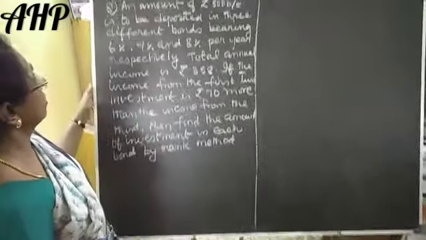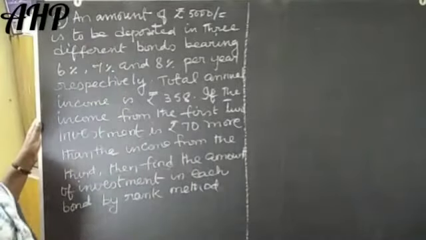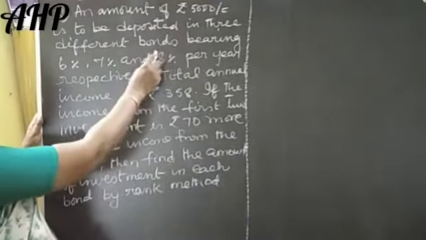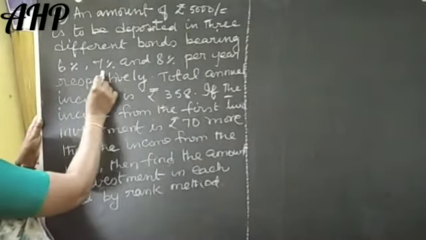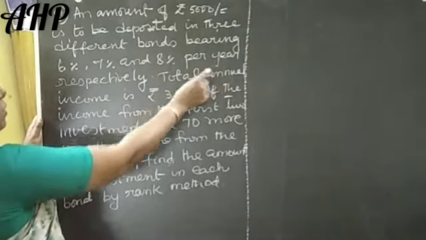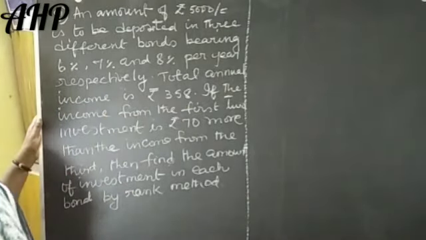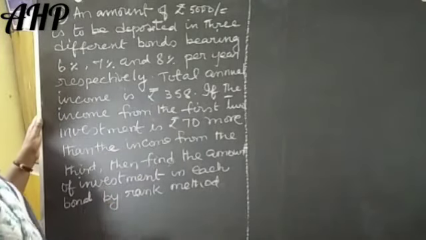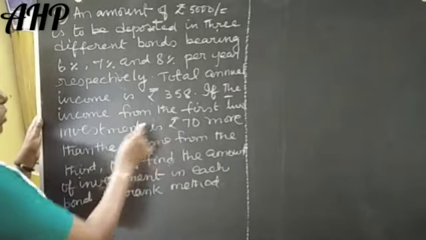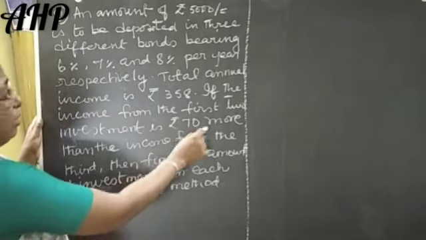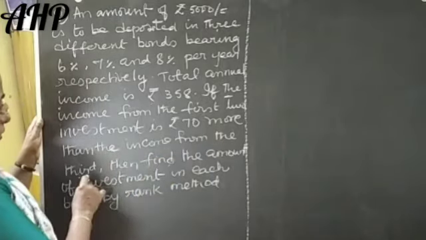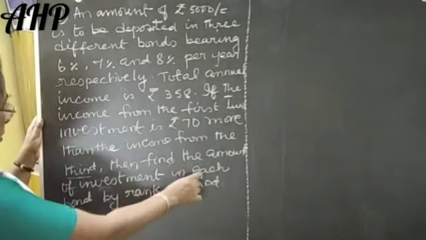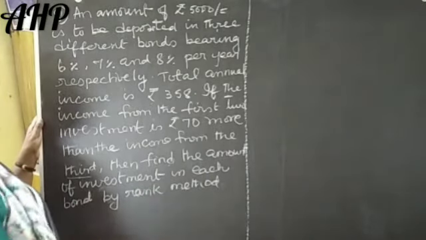The last question of this exercise is: an amount of rupees 5,000 is to be deposited in 3 different bonds bearing 6%, 7% and 8% per year respectively. The total amount of income is rupees 358. If the income from the first 2 investments is rupees 70 more than the income from the third, then find the amount of investment in each bond by the rank method.